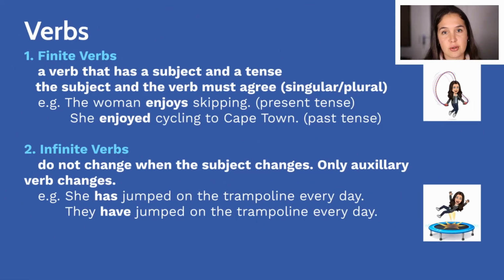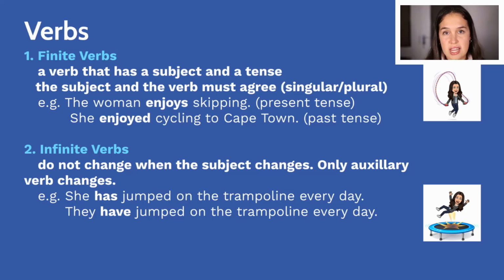The grade 5s are required to know 5 different types of verbs according to the CAPS curriculum. Number 1, finite verbs. A finite verb is a verb that has a subject and a tense. The subject and the verb must agree whether they are singular or plural. For example, the woman enjoys skipping, which is in the present tense, or she enjoyed cycling to Cape Town in the past tense.